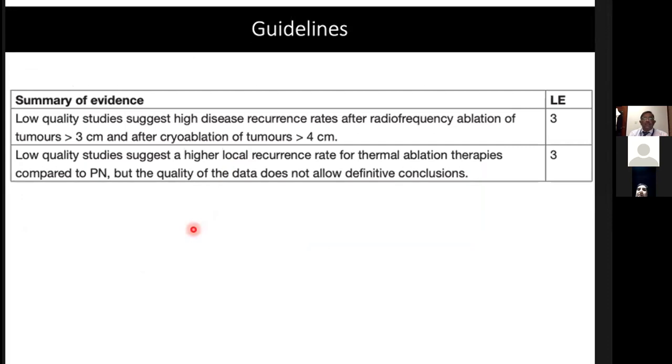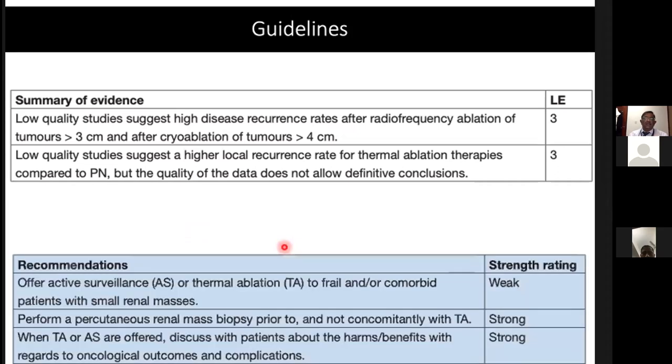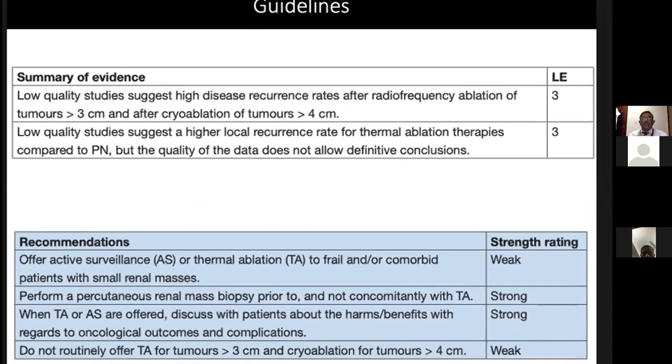Low quality evidence also suggests a higher recurrence rate after thermal ablation therapies compared to partial nephrectomy. But again, these are low quality evidence, level 3 evidence. So the recommendation is that active surveillance or thermal ablation can be offered to frail and elderly people, because the growth rate of small renal tumors is extremely low. It is not more than 1 millimeter per year. So you can easily do active surveillance for elderly people who are incidentally diagnosed.